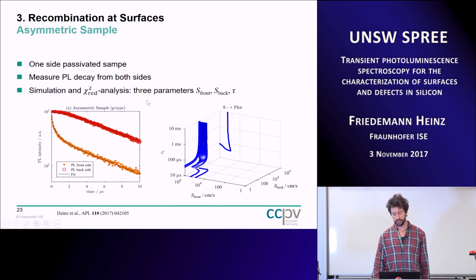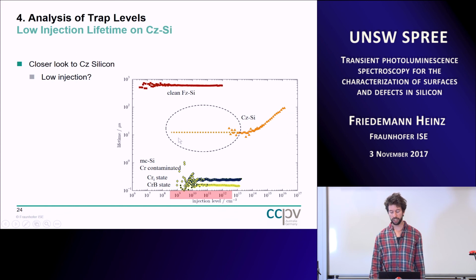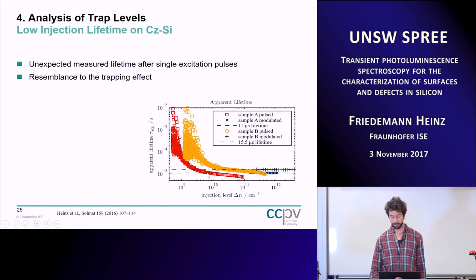This is working quite well, but now I want to look at something else which I found within these measurements. So these were the curves I showed before, but what happens if we go now to lower excitations for the Czochralski-grown silicon sample? We would expect, compared to the float zone and the chromium contaminated sample, that for low excitation this is also constant. Well, this is the normal behavior of Czochralski Hall limited samples. But actually that's not the case. So what I find is lifetime curves which behave like that.